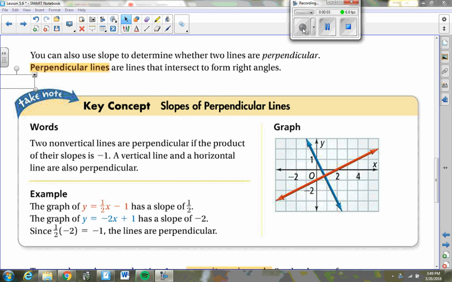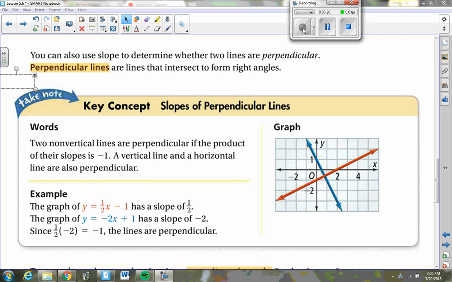All right, Algebra 1A students, welcome to part 2 of our lesson 5-6. In the last video we talked about parallel lines, slopes of parallel lines, and how we can write equations of parallel lines and what to look for.